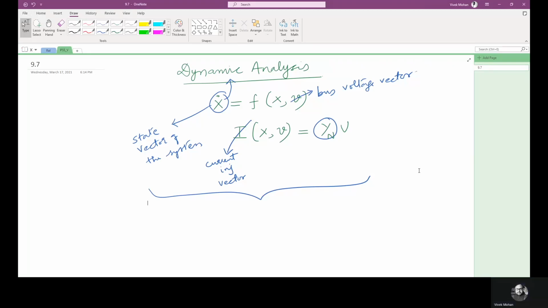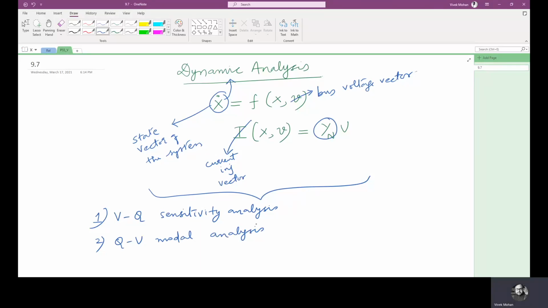Now, there are two types of static analysis methods used for voltage stability analysis. The first one is VQ sensitivity analysis. And the second one is QV modal analysis. Now let's see what this VQ sensitivity analysis is first. Then we will move on to QV modal analysis.